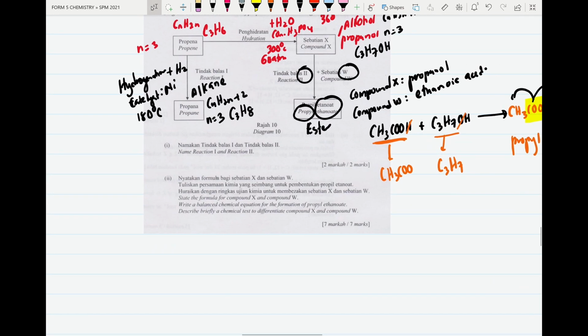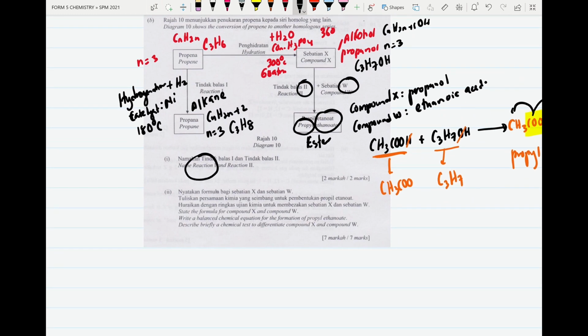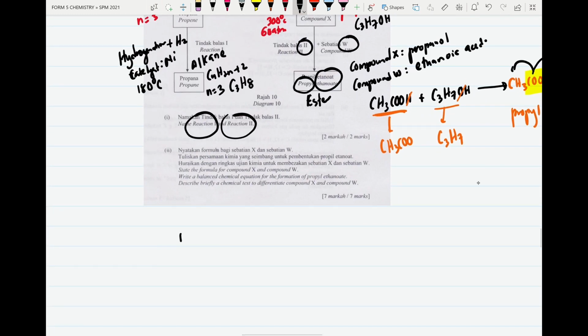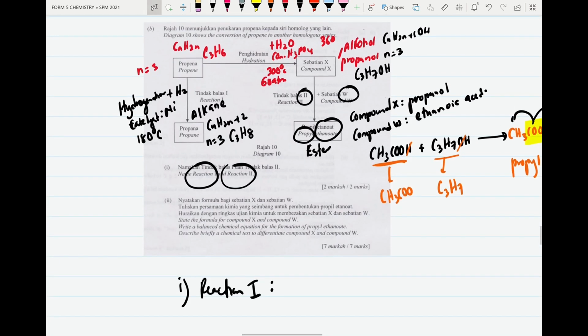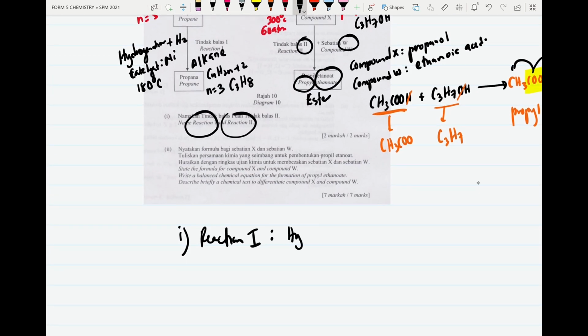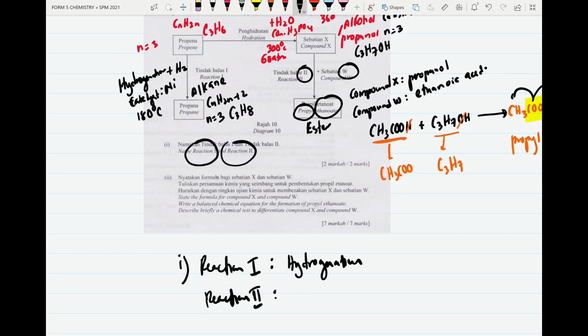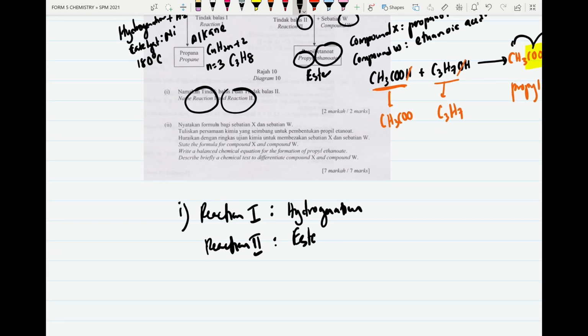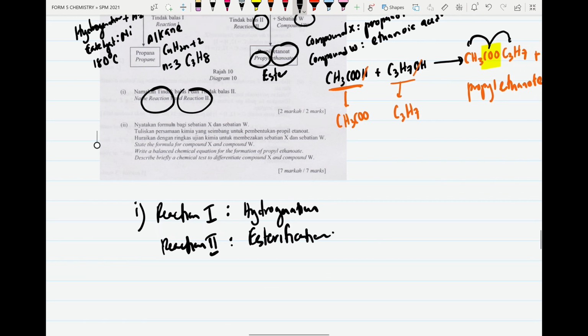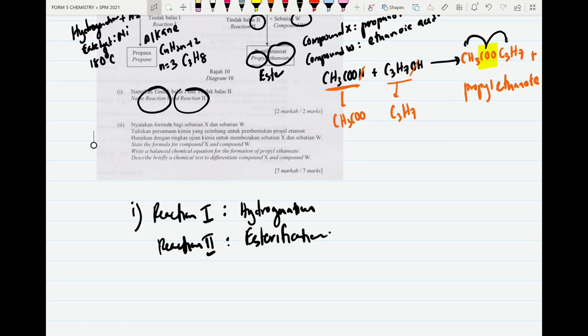First question, they want us to name the compound reaction 1 and reaction 2. So I put here number 1, the name of reaction 1. The name of reaction 1 is known as hydrogenation process. All right, reaction number 2. The name of reaction number 2 is known as esterification process. So we already scored 2 marks here. Next question, please read the next question.